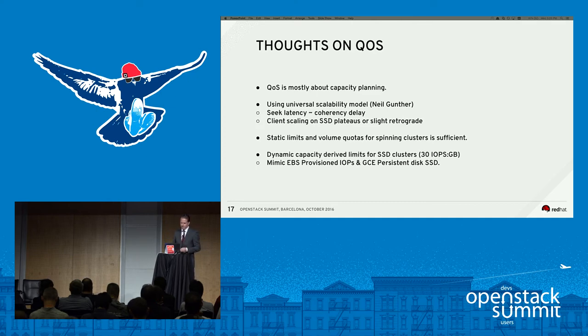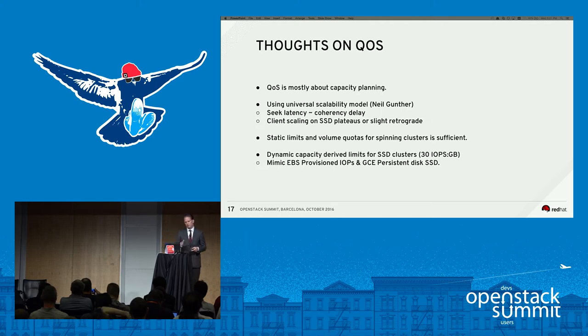And it turns out that part of the universal scalability law is this thing called the coherency delay. The universal scalability law was originally applied to databases and NUMA type systems, but it turns out that the coherency delay matches really well to seek latency. And so client scaling, when you have SSDs, kind of plateaus because the seek latency is fixed. It's not like spinning media where once you pass a certain number of threads, you have this severe retrograde performance.